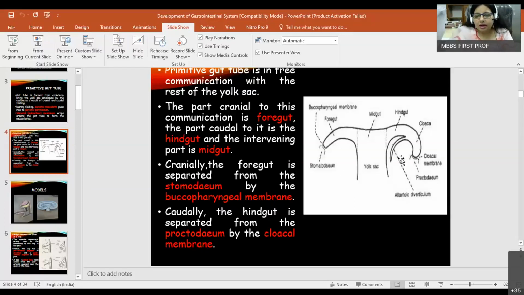Right? Again, one very important thing over here is the hindgut actually is divided into two parts by the allantoic diverticulum. This allantoic diverticulum is responsible for the division of hindgut into hindgut proper and the cloaca. That is, the part which is posterior to the allantoic diverticulum is cloaca. Okay? Getting?